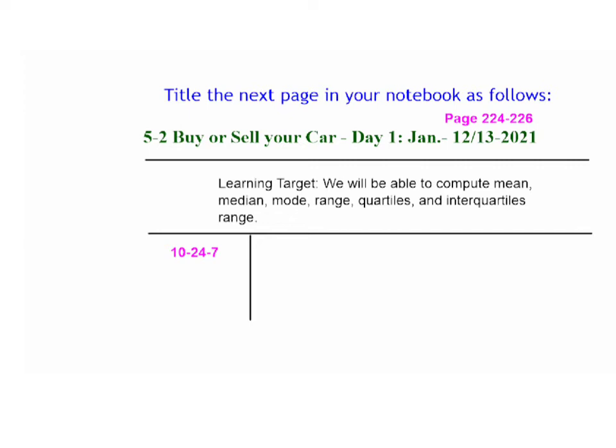Here is our title for our next notebook page. It's 5-2, buy or sell your car, day 1. Today is either January 12th or 13th. Our learning target is we will be able to compute mean, median, mode, range, quartiles, and interquartile ranges. Please put a 10/24/7 in your left-hand column. You can stop the video and then hit play when you're ready to proceed.